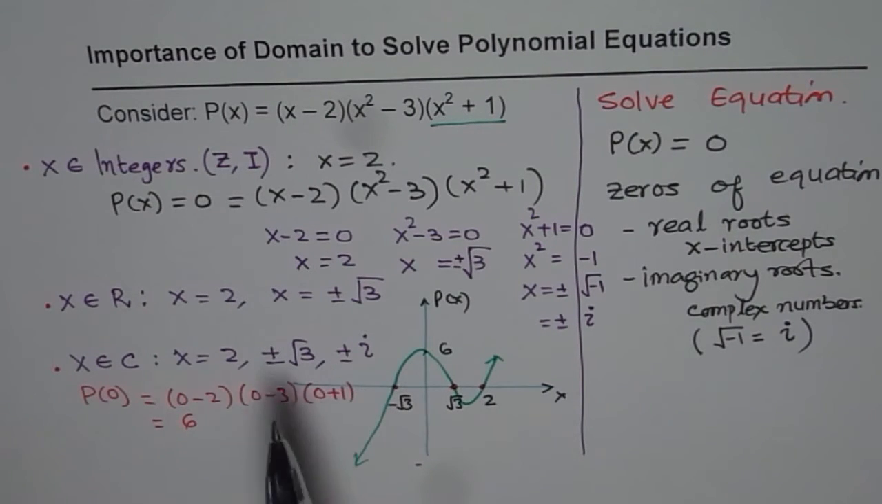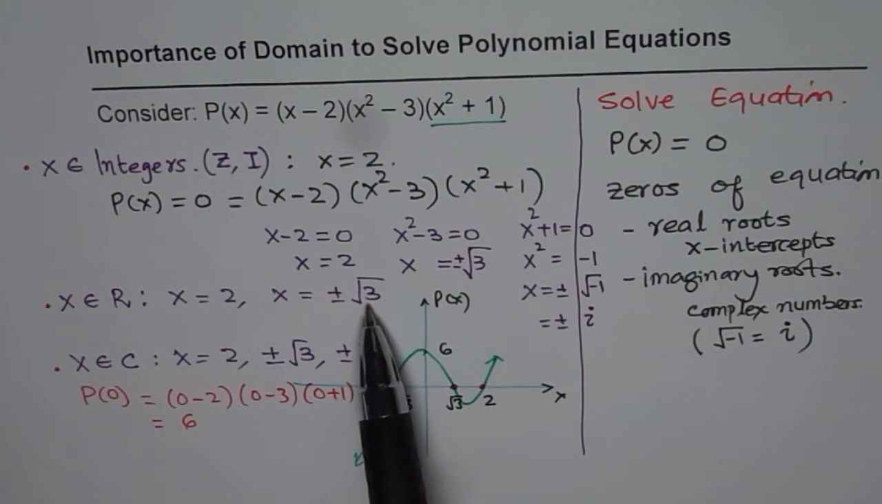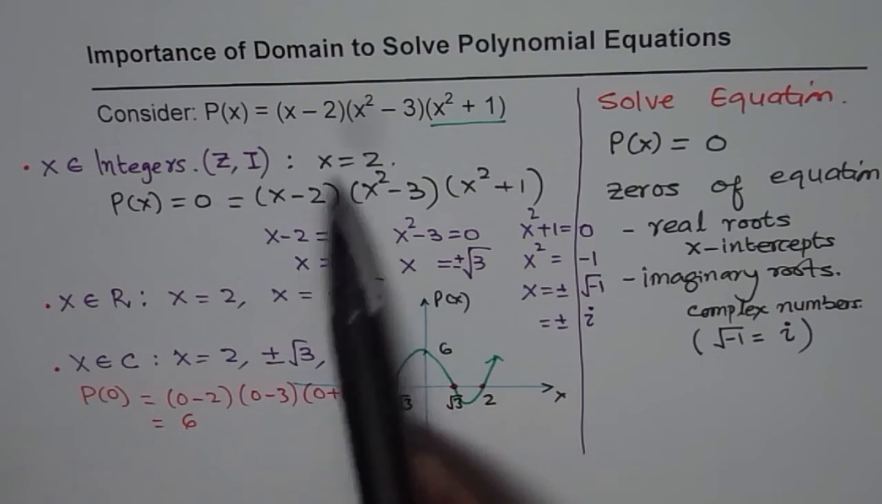But if you are working in the domain of real numbers, then the answers will be only 3, which are 2, plus square root 3 and minus square root 3. But in case you are working in the domain of integers, for example, then square root 3 is not an integer. So your only solution will be x equals 2 as we took here.